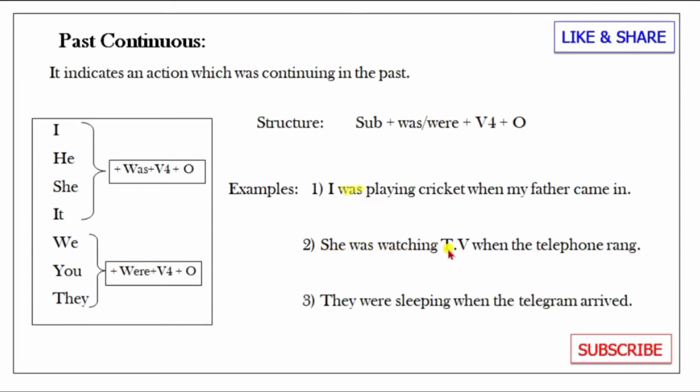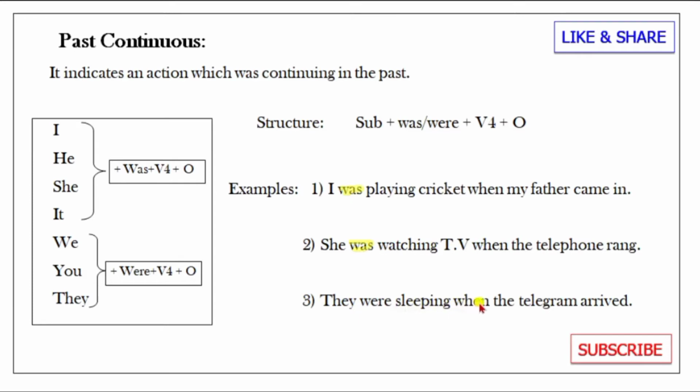She was watching TV when the telephone rang. Telephone rang here is a past action. At that time, she was watching TV. So continuous action. Telephone rang, past action. At that time, the continuous action, what was going on there? Watching TV. She was watching TV. So then we are constructing it in past continuous tense.